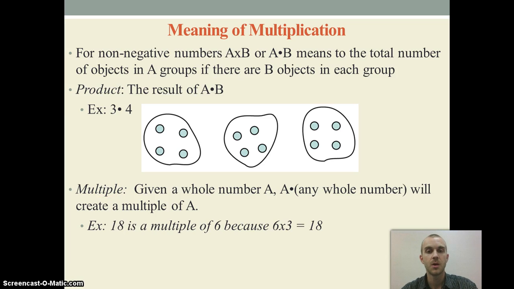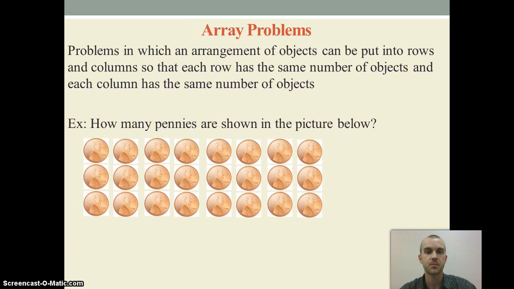Another term you'll hear is called the multiple. That means if I take any whole number, A, and I multiply it by any other number, and I continue to multiply that number by anything, it'll give me a multiple of A. For example, I can say that 18 is a multiple of 6 because 6 times 3 is 18. Other multiples of 6 would include 12, 24, 30, 36, 42, etc.